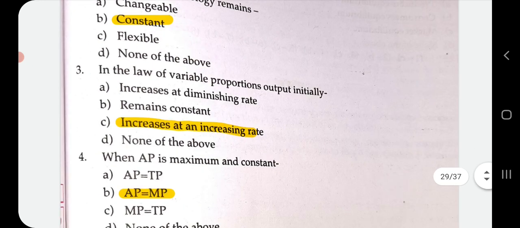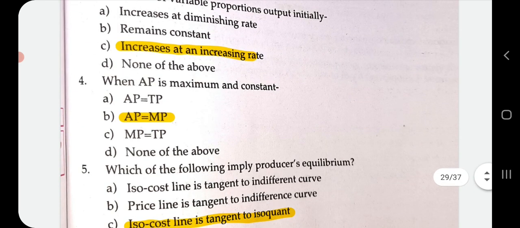In the law of variable proportion, output initially dash dash. Law of variable proportion के अंदर क्या होता है? Output initially increases at an increasing rate, total product. The correct answer is C. Fourth question, when average product is maximum and constant dash dash, and the answer is B, average product is equal to marginal product. When the average product is equal to marginal product, from that onwards the total product क्या होता है? Increases but at a diminishing rate.